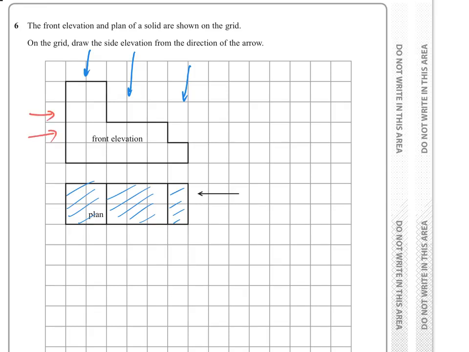So my advice is I would look at this bit first. That's 1, 2, 3, 4. And how wide is it? Well, you can see here from the plan that it's 2. So if I do this diagram here, I'll have 2, and then 1, 2, 3, 4.